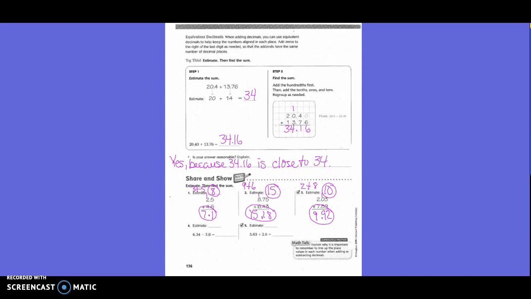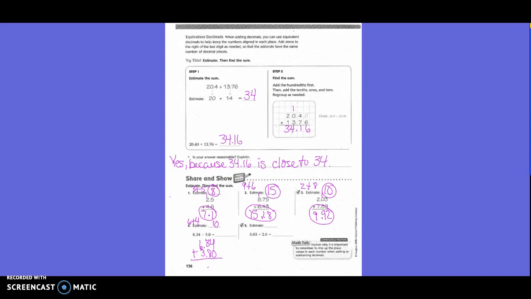Yes. Next one, estimate. What would I estimate 6 and 34 hundredths to? 6 plus 3 and 8 tenths? 4. So 6 plus 4 is 10. Then do I have to write it vertically? Yes, so I'm going to write 6 and 34 hundredths plus 3 and 8 tenths. But what do I need to add after that? A 0 to keep all of my place values in line. And it's fine if we add it at the end, right? Because it's just holding a spot. It doesn't change the value of it.